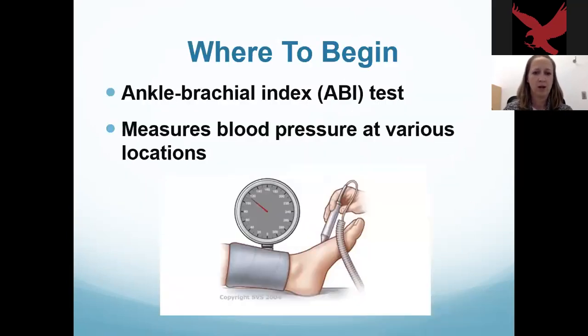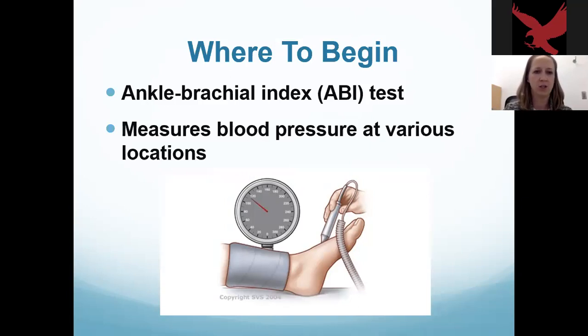I try to start with the least invasive, least expensive, and most convenient studies, which we call non-invasive studies. And one of those is the ankle brachial index. It's a comparison of blood pressure in your arm, or brachial artery, to the blood pressure in your legs. And these are always performed in the upper arm, sometimes on either side, depending on which arm has the higher blood pressure, and to the blood pressure at the ankle level.